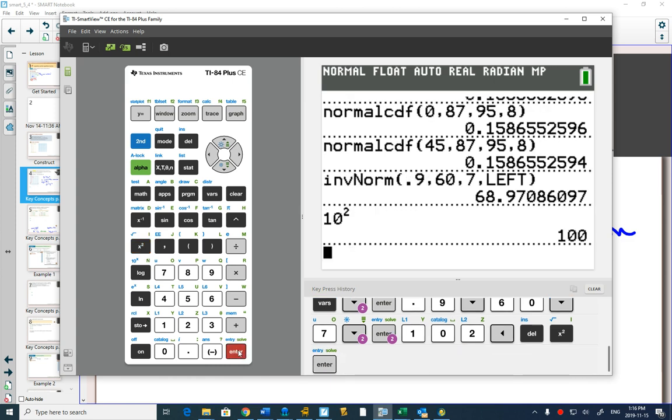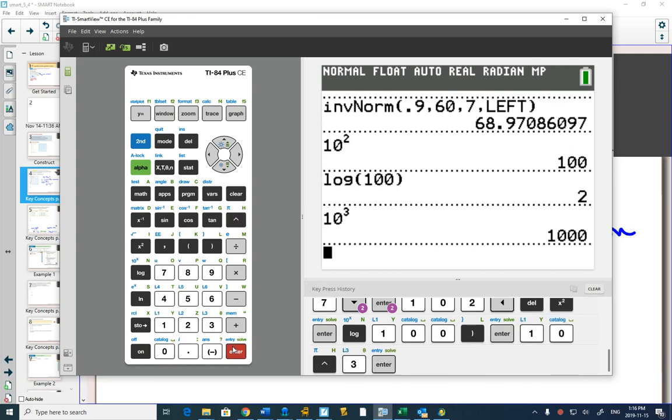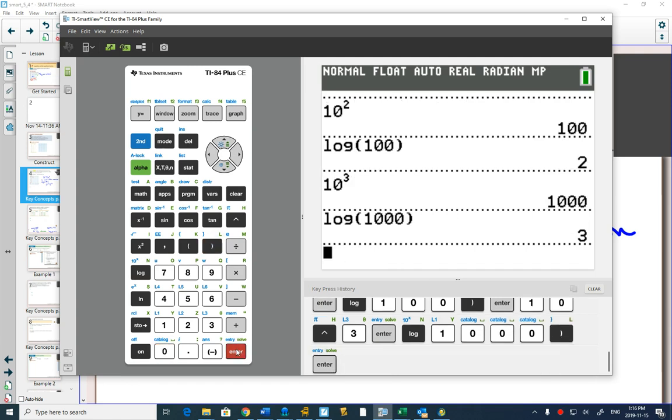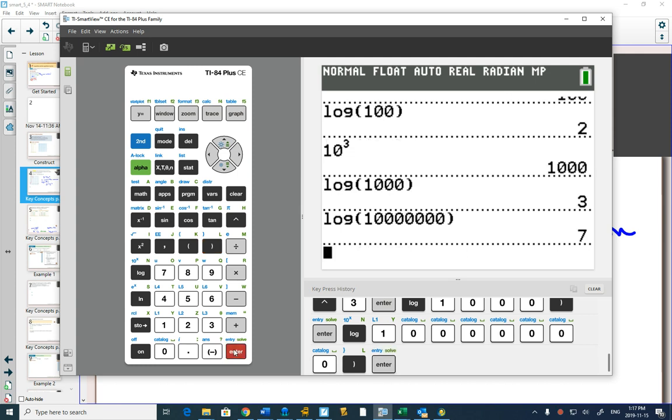Obviously, 10 squared is 100. Now, if I do log of 100, I get 2. 10 cubed is 1,000. If I do log of 1,000, I get 3. What do you think log of 10 million would be? Seven. Because 10 million is 10 to the 7.